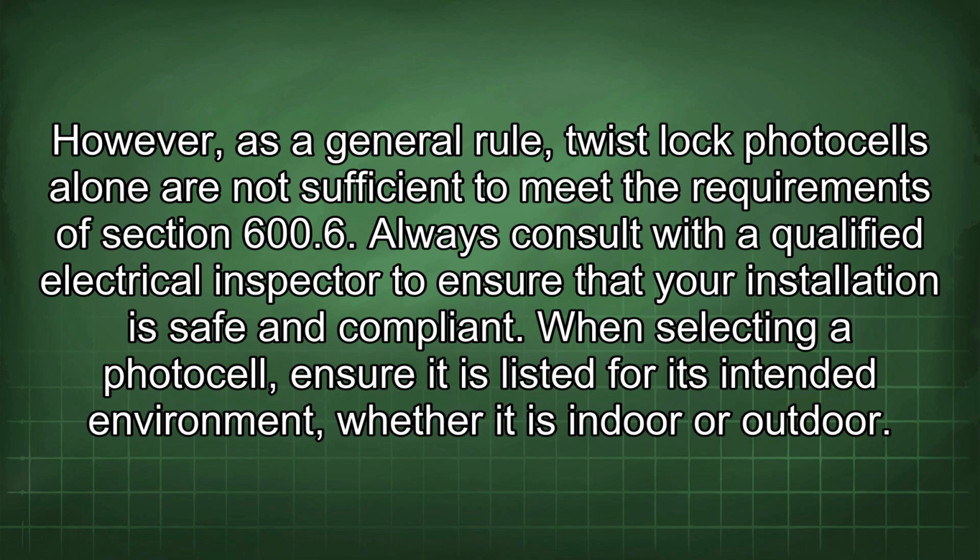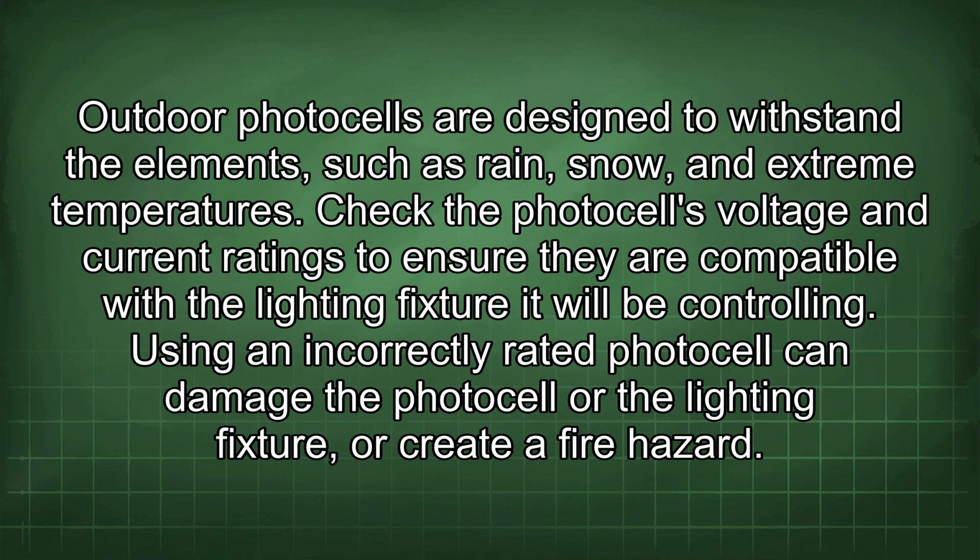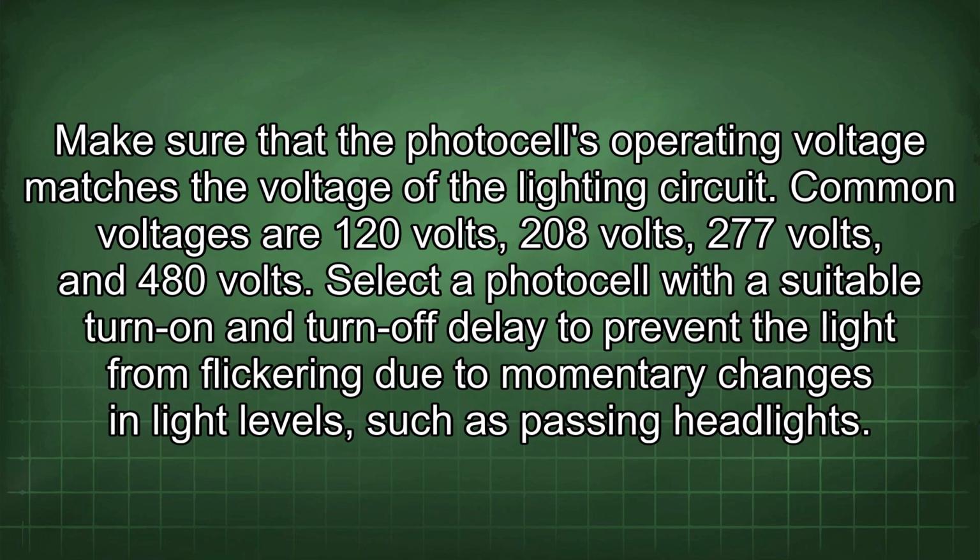When selecting a photocell, ensure it is listed for its intended environment, whether it is indoor or outdoor. Outdoor photocells are designed to withstand the elements such as rain, snow, and extreme temperatures. Check the photocell's voltage and current ratings to ensure they are compatible with the lighting fixture it will be controlling. Using an incorrectly rated photocell can damage the photocell or the lighting fixture, or create a fire hazard. Make sure that the photocell's operating voltage matches the voltage of the lighting circuit. Common voltages are 120 volts, 208 volts, 277 volts, and 480 volts.